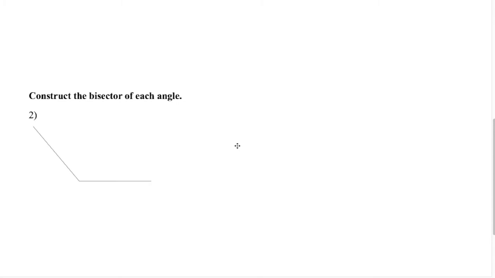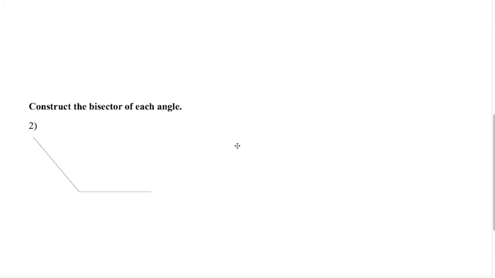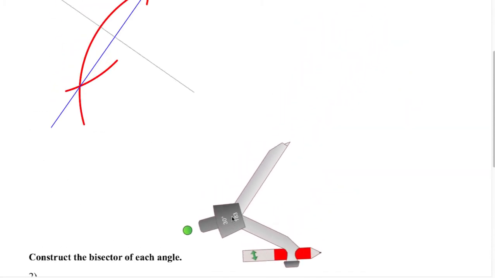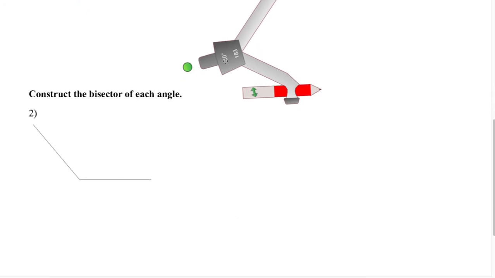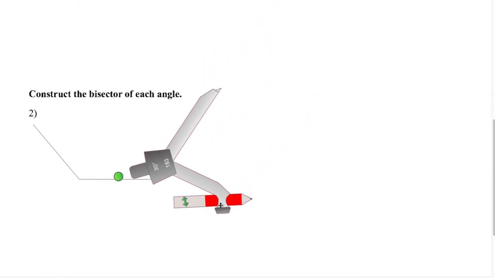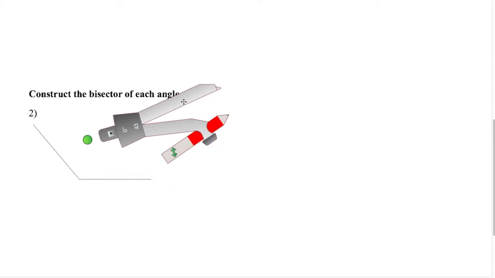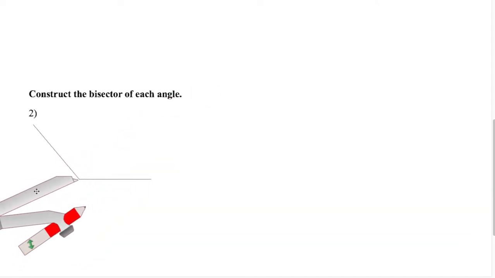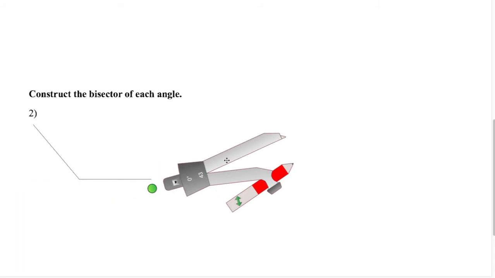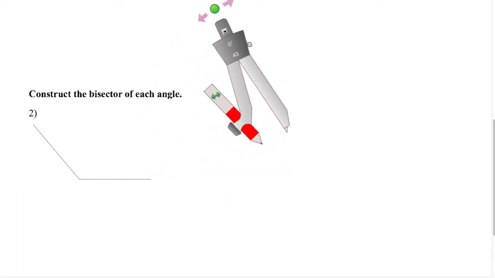Let's go to number two, construct the bisector of each angle. And it's just one angle, I don't know why it says each. So how do we do this one? For this one, we need to first draw a circle, so we have a fixed distance from this vertex. So we need a fixed distance over here. And now my compass is all messed up.